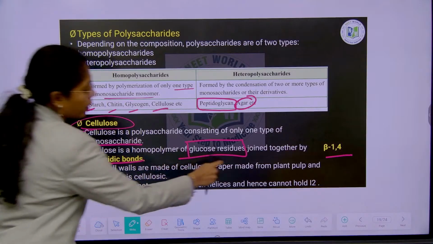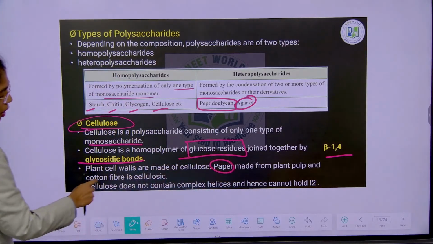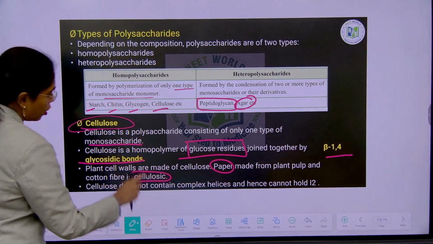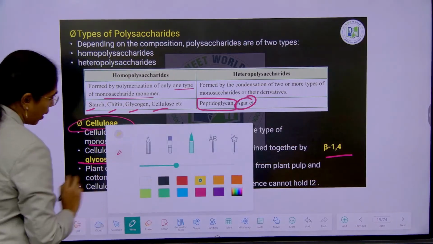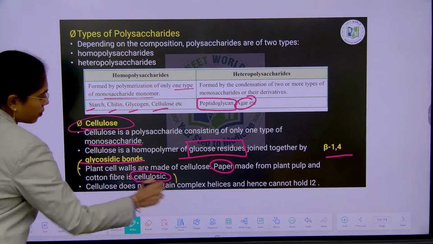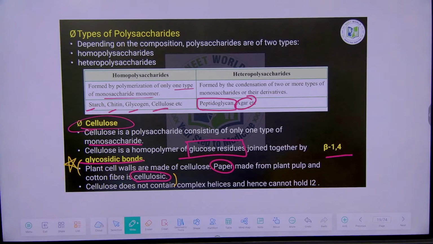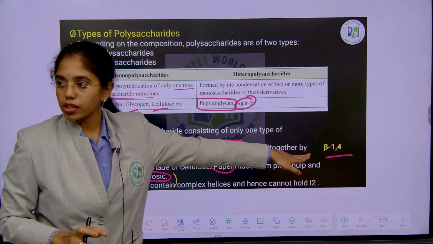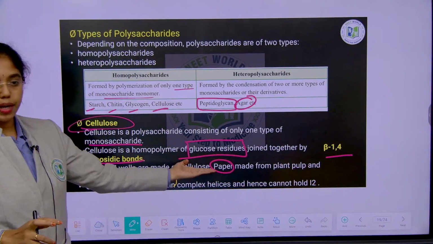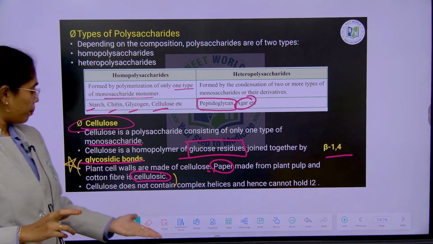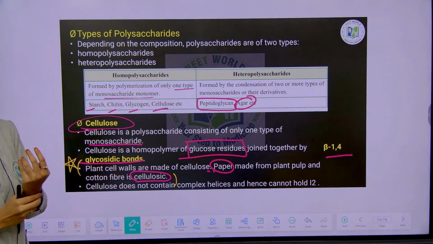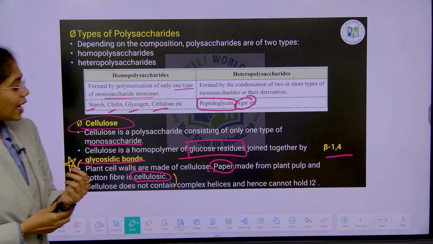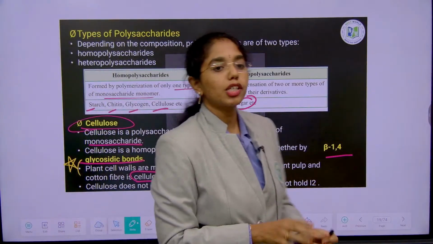Okay. Paper made from plant pulp, cotton fiber is what? Cellulosic. This is a direct NCERT line, you have to remember. You need not mug this up, you just need to know the meaning. Okay. Cellulose is a homopolymer, has only glucose bound by beta 1,4-glycosidic bonds. You can extract it from plant pulp for making paper, and cotton fibrils also have what? Cellulose. Next, cellulose doesn't form any complex with iodine.